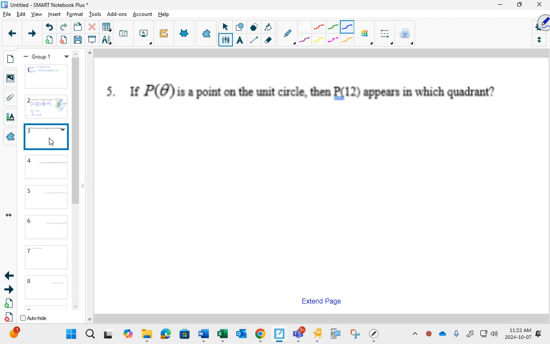Number 5. This is non-calculator. If P of theta is a point on the unit circle, then P of 12 appears in which quadrant? Wouldn't this be nice if this had a degree sign? If it had a degree sign, you could easily say it's in quadrant 1. But when there's no unit, that means 12 radians. Okay? 12 radians is not 12 pi. A common mistake here is students think about 12 pi being right there, coterminal with 2 pi. But 12 is just a number.